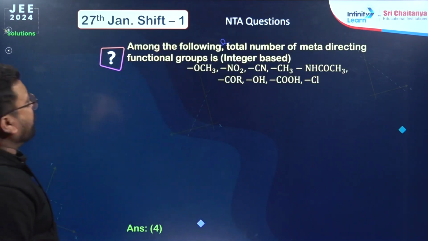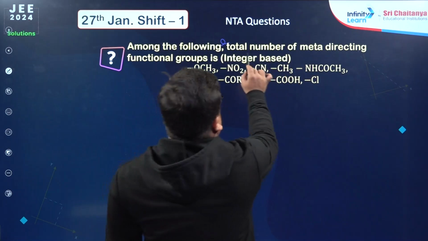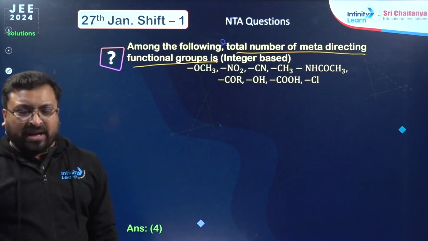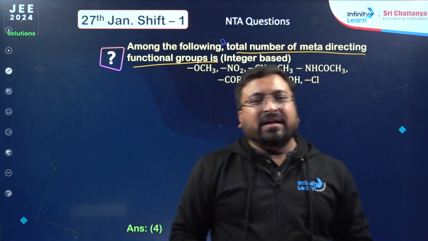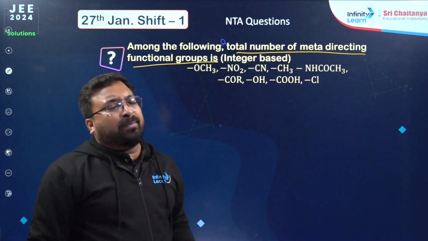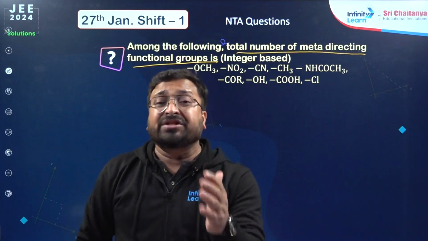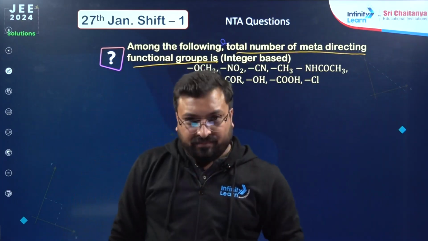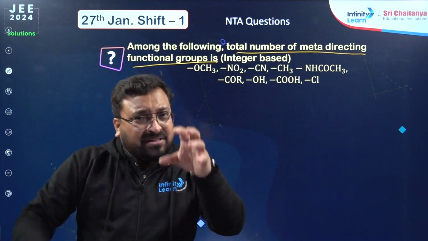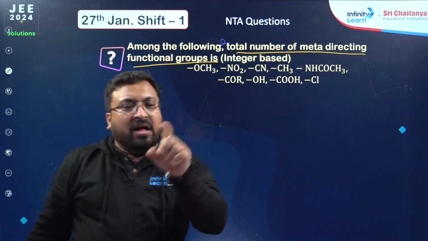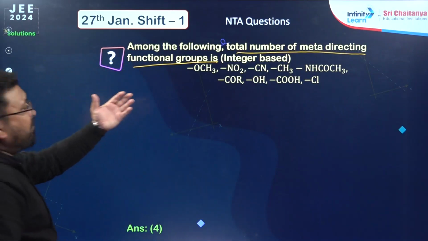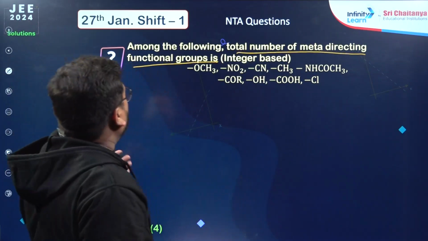Okay, so come to this. Among the following, the total number of meta-directing functional groups is. Okay, so here you have to see one thing. What will, bachalo? You have to see only one thing: the group which has a multiple bond. Okay, that will act as a minus M group. It means that will withdraw electron density at ortho and para. So meta becomes, okay, so that will become meta directing.